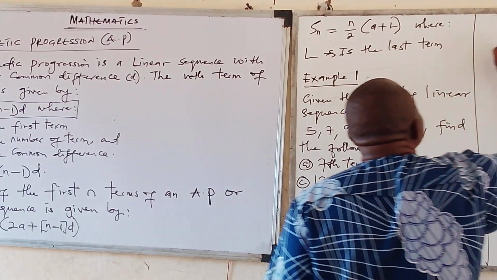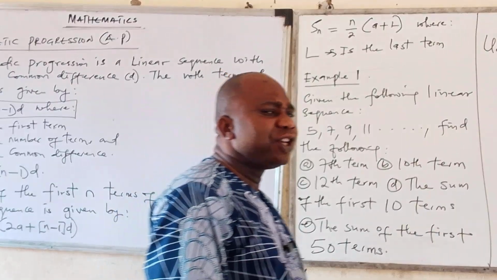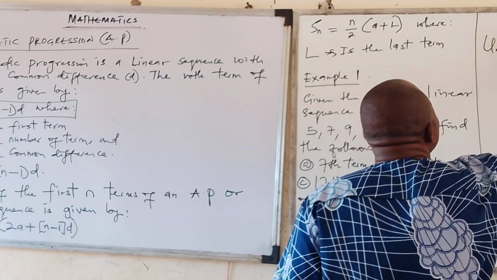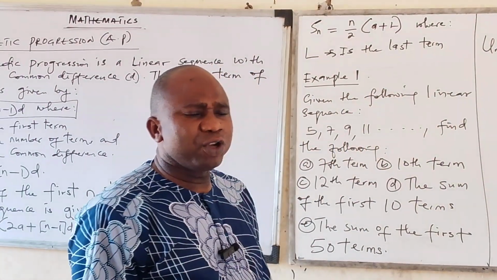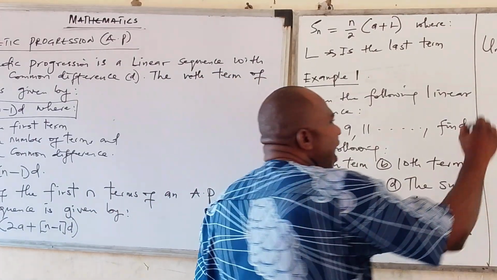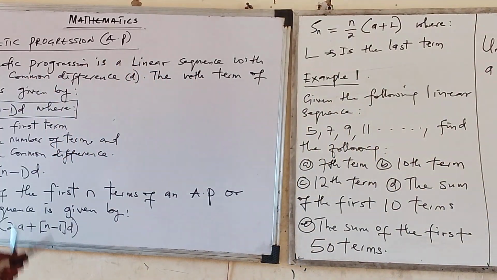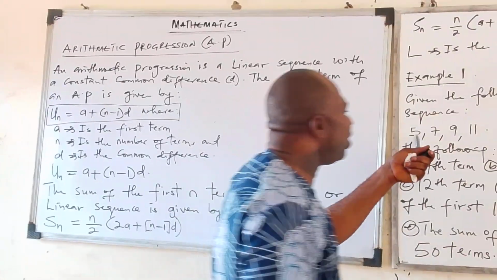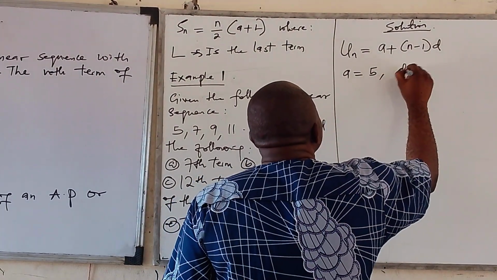Now, remember we said the nth term of an AP is given by A plus n minus 1 times D. So at this point, from the definition of terms, A is the first term. So our A in this case is equal to 5.